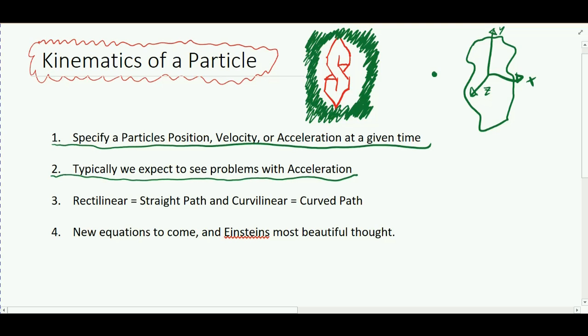Just to recap, in the last lecture we did talk about rectilinear being straight path. Rectilinear motion equals a straight path. Curvilinear motion equals a curved path. And we got new equations to come in this lecture. Just one, really. I pretty much gave you all the equations you're going to be using for kinematics of a particle in the last lecture. But I'm going to add one more, and I'm going to derive it real quick. It's a real quick, simple derivation. And I'm also going to explain Einstein's most beautiful thought.